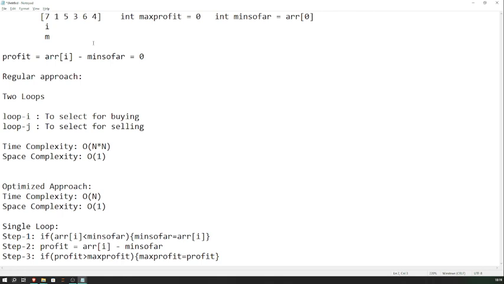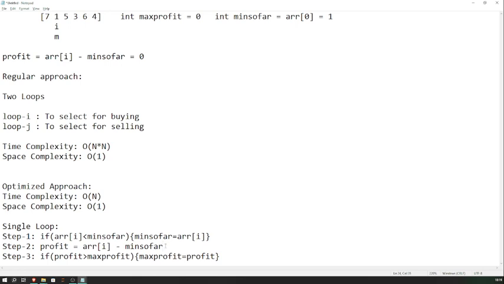Next, i plus plus. So now i is 1. Now we check if arr of i is less than minimum so far. Yes, because minimum so far is initially 7, and now 1 is less than 7. So now minimum so far becomes 1. We update this. Minimum so far is now this, and we find profit. Profit is arr of i minus minimum so far.